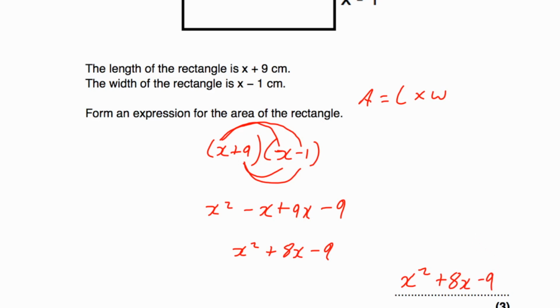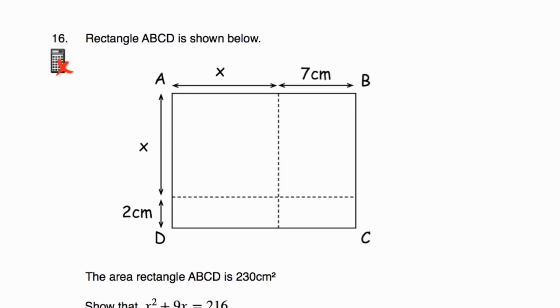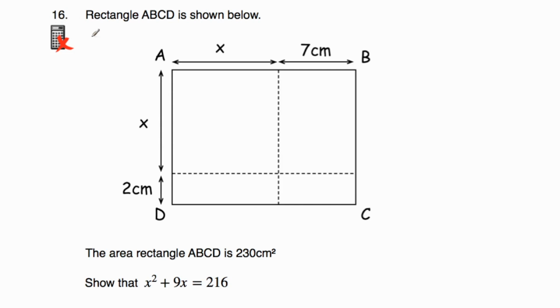Okay, let's have a look at our next question. Question number 16. In question number 16, we've been given rectangle ABCD, and it's shown below, and it's got a length of x plus 7 and a width of x plus 2. And we're told that the area of the rectangle ABCD is 230 centimetres squared. And we've been asked to show that x squared plus 9x is equal to 216.